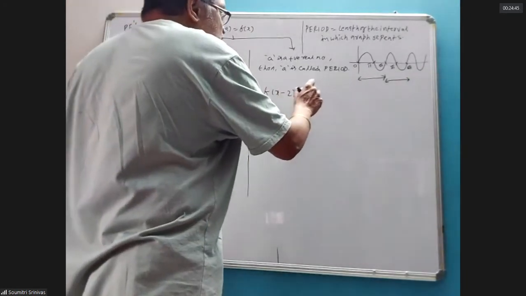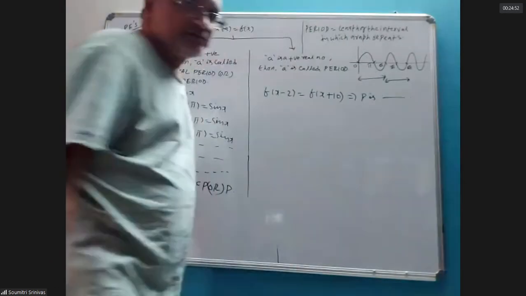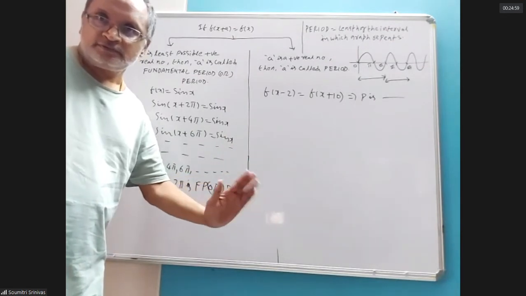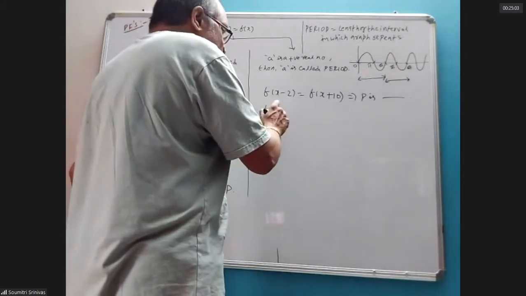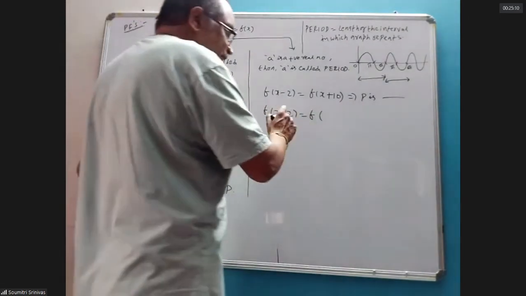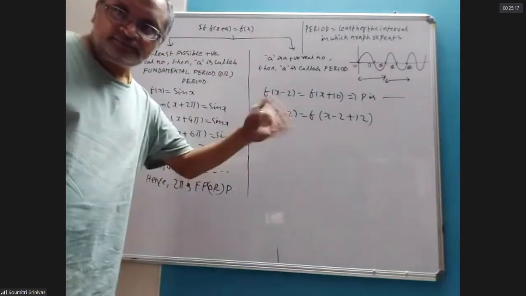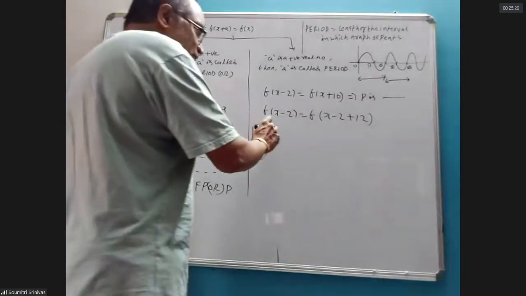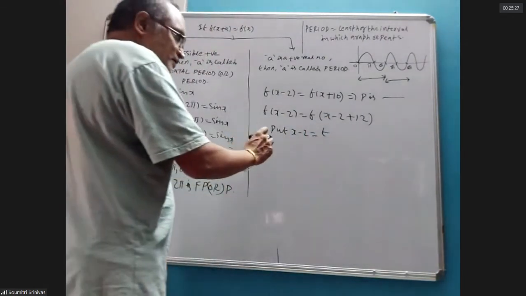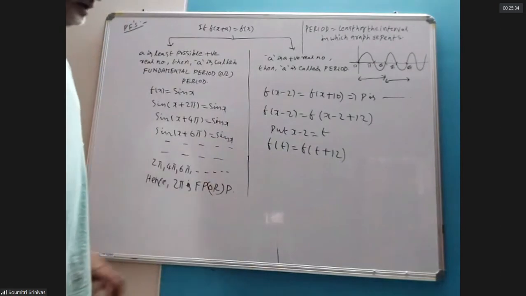f of x minus 2 is equal to f of x plus 10. Period is that. How do I write this? How do you write f of x plus 10 in terms of this? Can I write RHS in terms of this? Put x minus 2 is equal to t. What's the left hand side? f of t is equal to the right hand side, f of t plus 12.